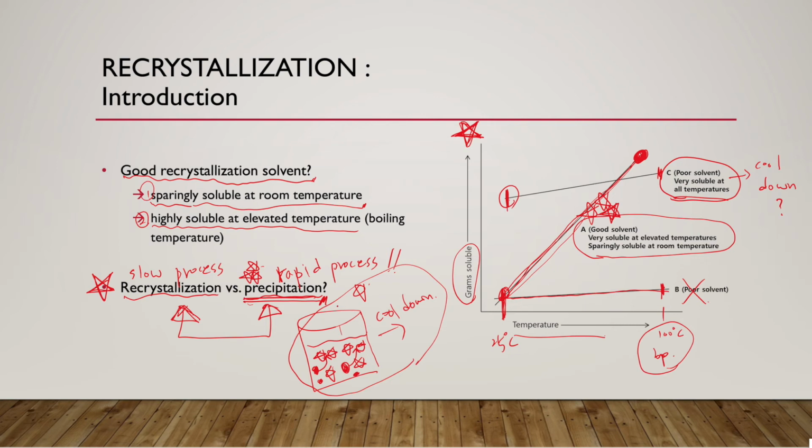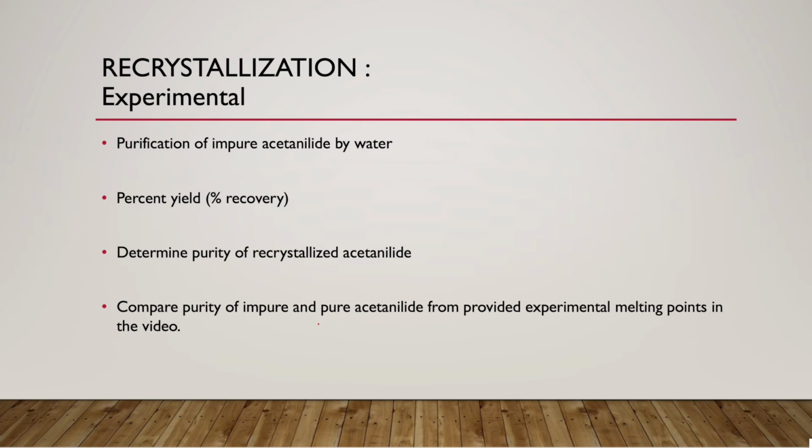All right, so this is the basic concept of recrystallization. Then in this experiment, we'll be very specific. First of all, you don't need to find out the best or suitable solvent to purify our impure sample, which is acetanilide. The choice of the solvent is already given. We're going to use water as our recrystallization solvent.